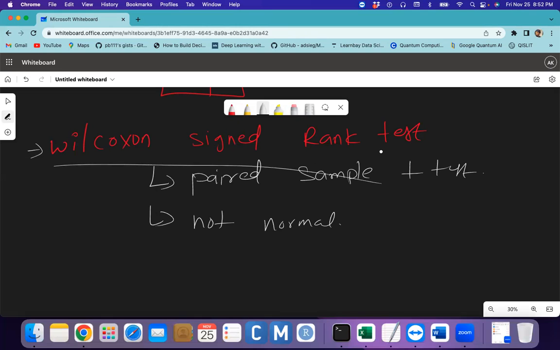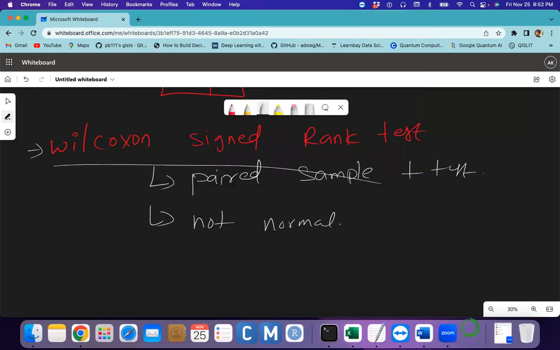the Wilcoxon signed rank test. Okay, these two things we can try with the Python programming language. So you have to open the Anaconda Navigator.